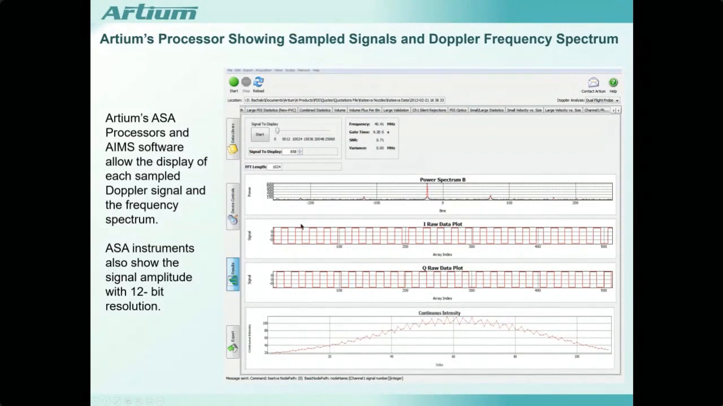In this case, we're showing the real and imaginary sampled signals, the computed power spectrum. You can see it's relatively low noise, so you can see the side bands easily here. And there's just a low noise background with the power spectrum very well defined, allowing very accurate frequency measurements.